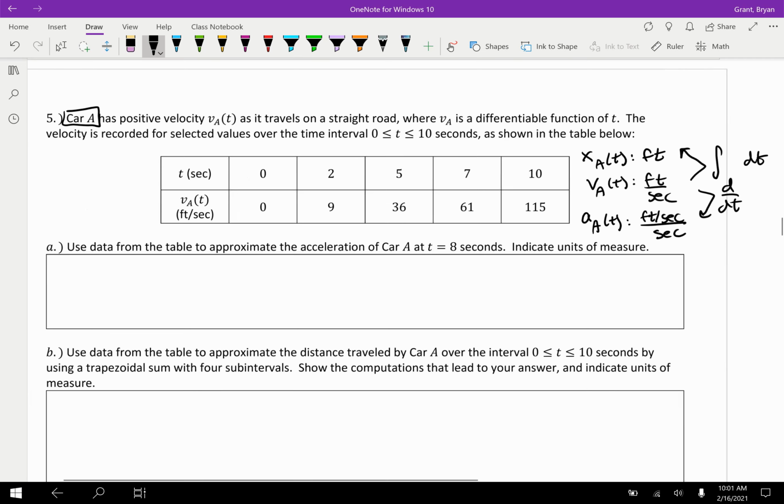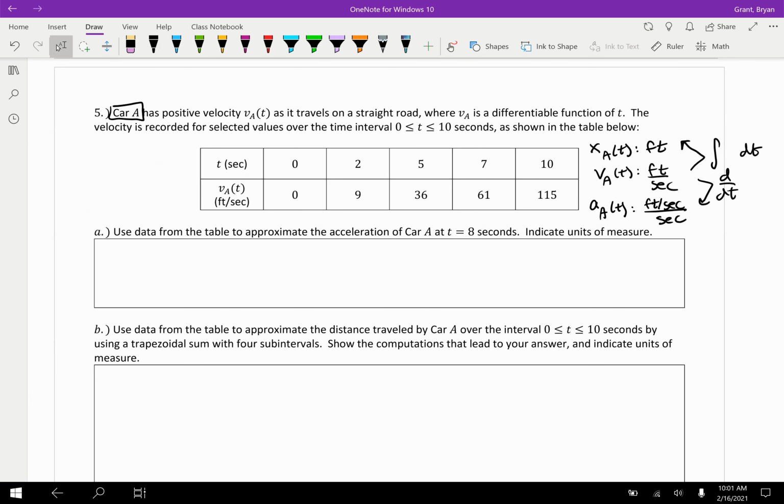All right. Use the data in the table to approximate the acceleration of car A at 8 seconds. Indicate units of measure. Well, if this is velocity and they're asking us about acceleration, then we are using a derivative here, except we can't do the derivative at a specific point because we don't have an equation or a graph to measure the slope. Instead, we use our application of the mean value theorem, and so I would probably set this up like so.